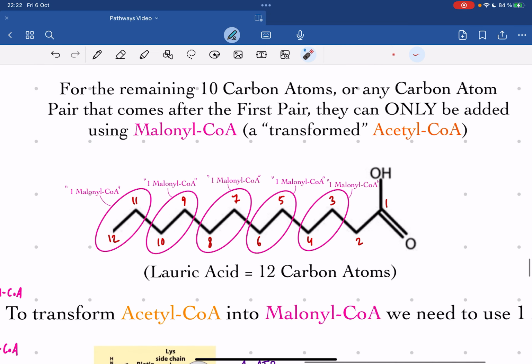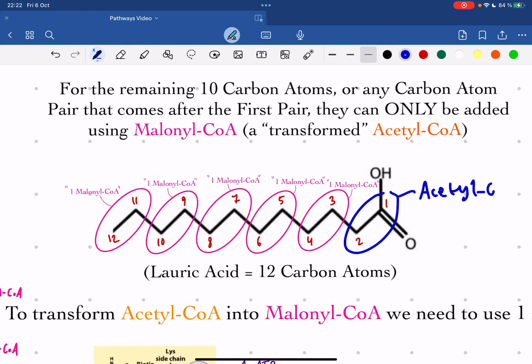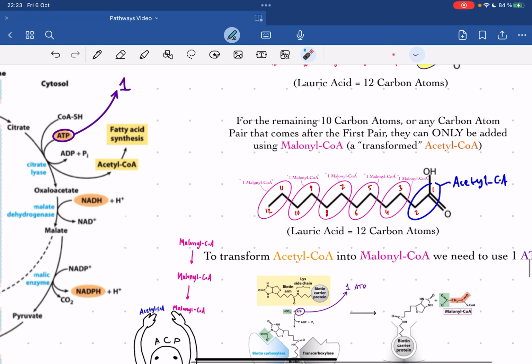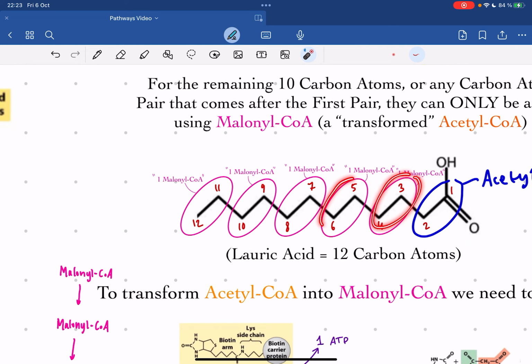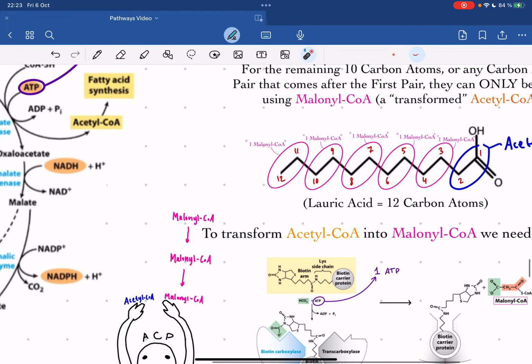Oh, here we can see, perfect. This is a perfect explanation of how this looks. So this first thing is an acetyl-CoA. It's our first acetyl-CoA. It's this guy right here. While the subsequent technically acetyl-CoA are also our malonyl-CoA.